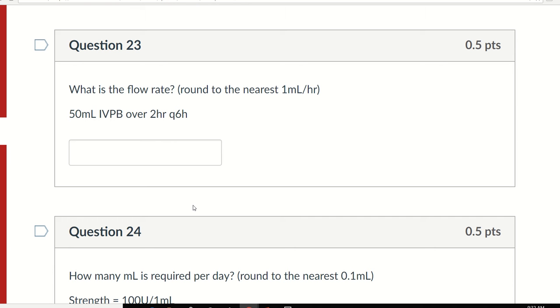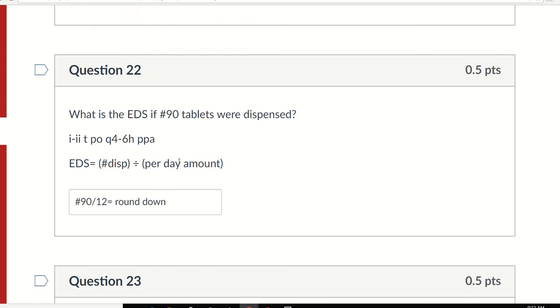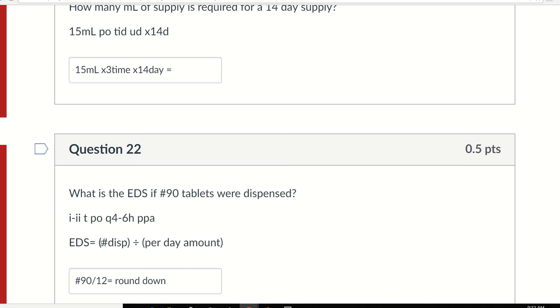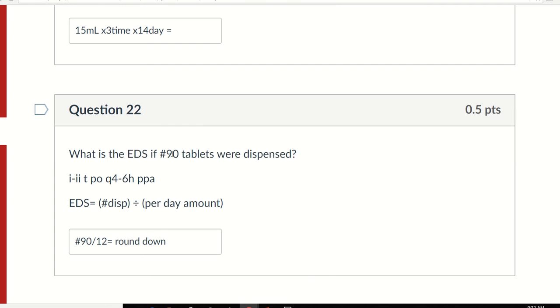How do you know whether to multiply or divide? Based on the SIG. For EDS, you always divide. If I gave you $100 and you spend $5 a day, how many days would that last you? You divide. You always divide. If I gave you $100 and you use $5 a day for lunch, how many days of lunch can you buy? Same thing. We gave them 90 tablets, they use 12 a day. How many days would that last them? What if the problem doesn't have EDS? It's going to ask you for EDS if it wants EDS. It's based on the SIG and how much you dispense.